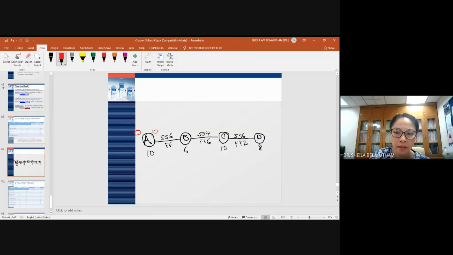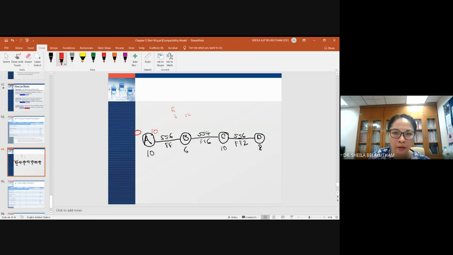Activity B, what will be the earliest start that you get? 6. Okay. All right. So you have two relationships going in. Look into the first one first. Activity B will start together with activity A after 6 days. So 0 plus 6, you get 6. Plus 6, you get 12.